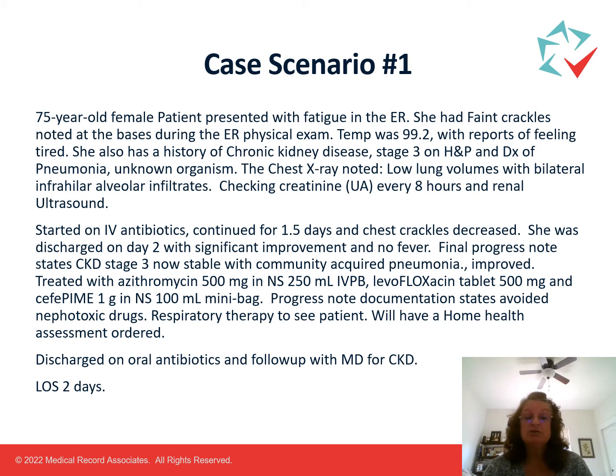She also has a history of chronic kidney disease stage 3, and that's on the H&P, and a diagnosis of pneumonia, unknown organism. The chest x-ray noted low lung volumes and bilateral infrahilar alveolar infiltrates, and they were checking creatinine, UA every 8 hours, and a renal ultrasound. They started the IV antibiotics, continued for a day and a half, and the chest crackles decreased. She was discharged on day 2.